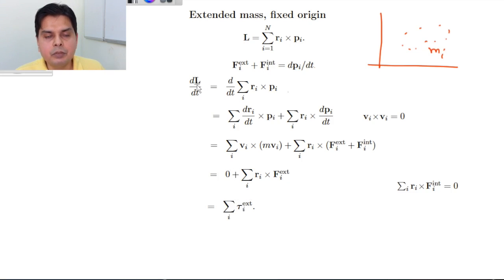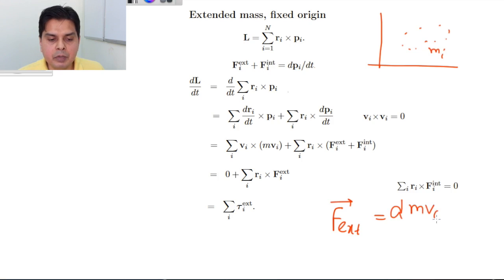This is very similar to the cases we dealt with in the center of mass chapter, where F external was equal to dP by dt, or d by dt of mass times velocity of the center of mass. Similarly, here the total angular momentum dL by dt is equal to the external torque. Now the only thing left is to prove this part of the derivation.